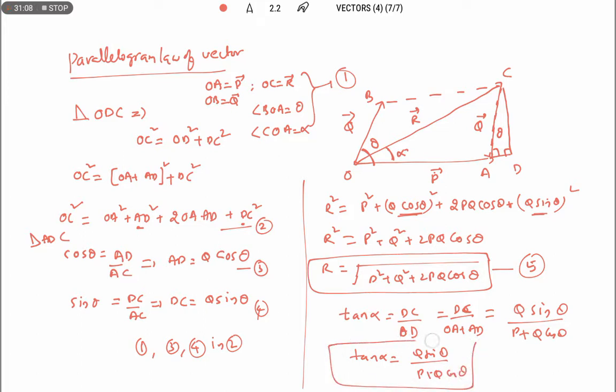So these are the derivations for the magnitude and direction of the resultant vector in the analytical method for both the triangle law of vectors and the parallelogram law of vectors. If you observe, the derivation for both methods is the same. In the next lecture we are going to discuss some applications based on the parallelogram law of vectors as well as the triangle law of vectors. So take care, stay safe.